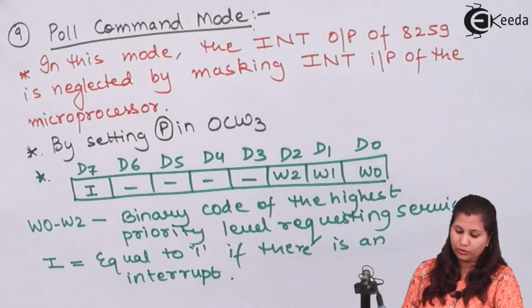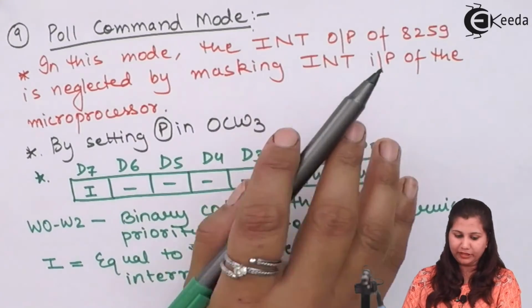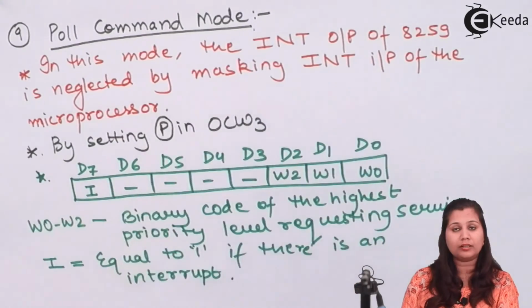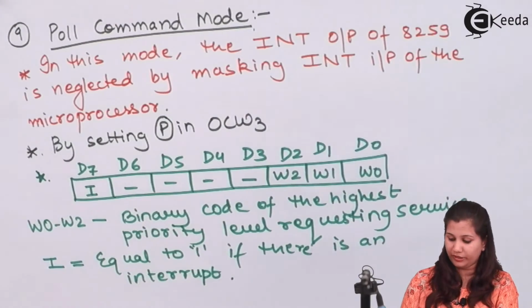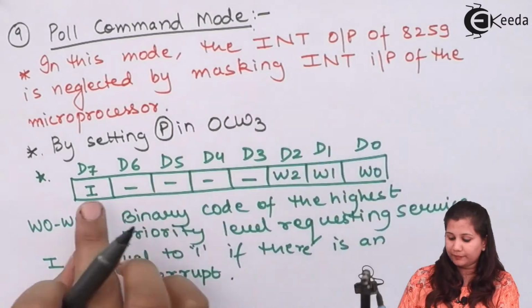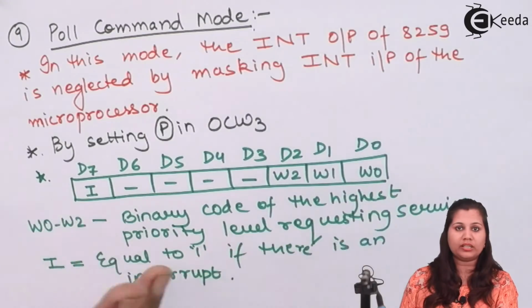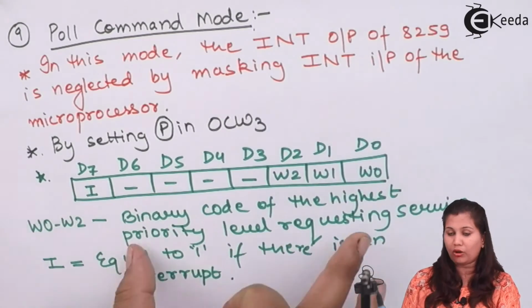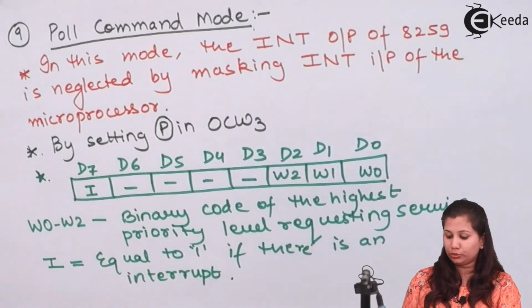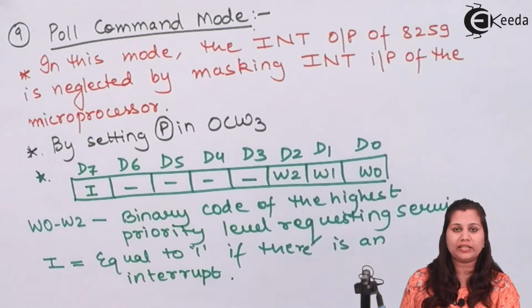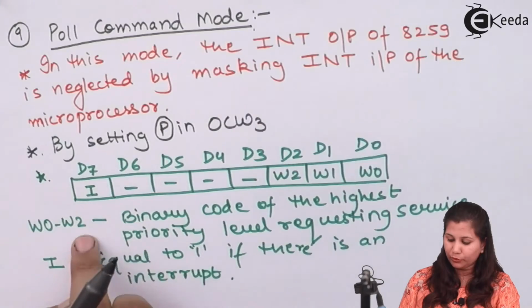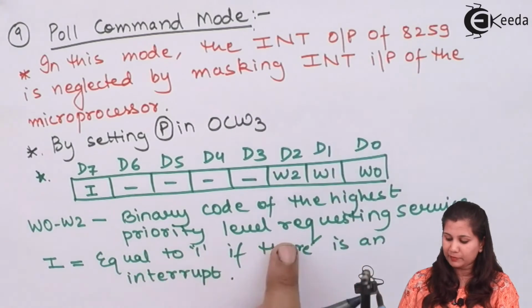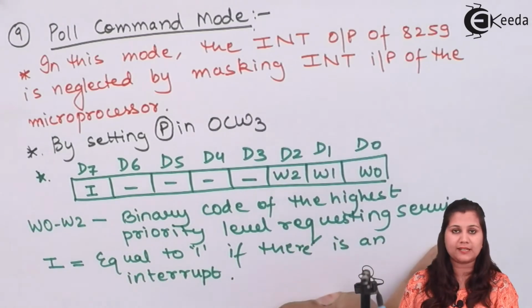Okay, so if this interrupt output pin is neglected, then how does the microprocessor know that the interrupt request has been generated? This control word is given on the data bus, and through the data bus the microprocessor gets to know which interrupt request has been generated. So W0 to W2 is the binary code of the highest priority level which is requesting the service.